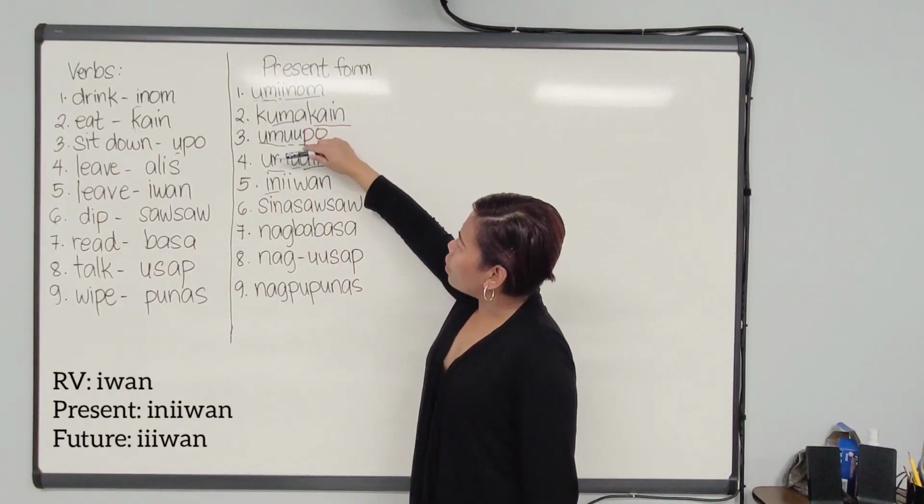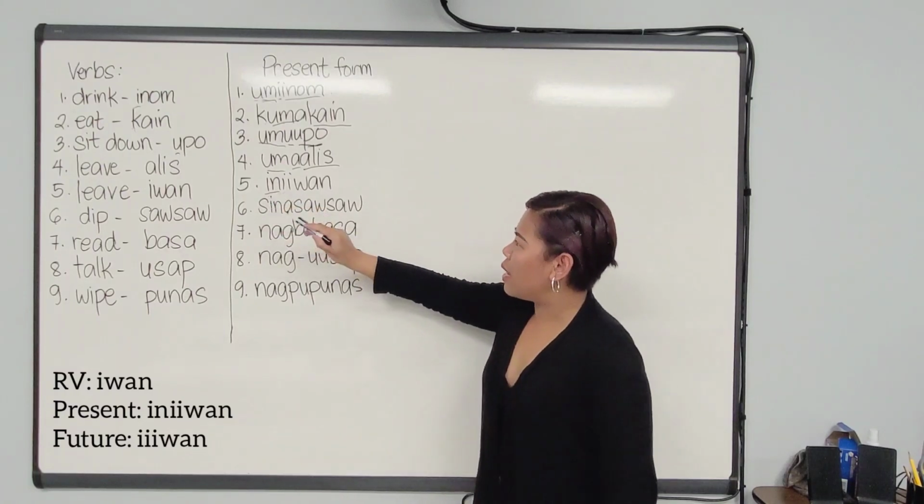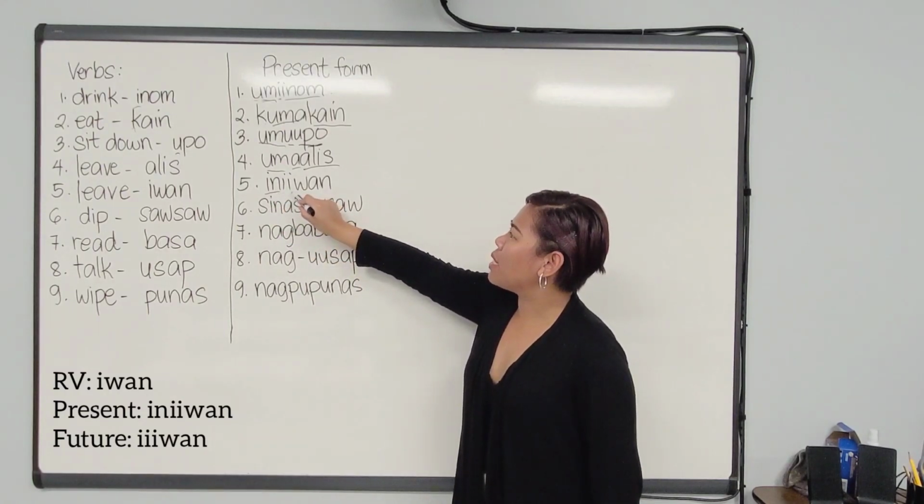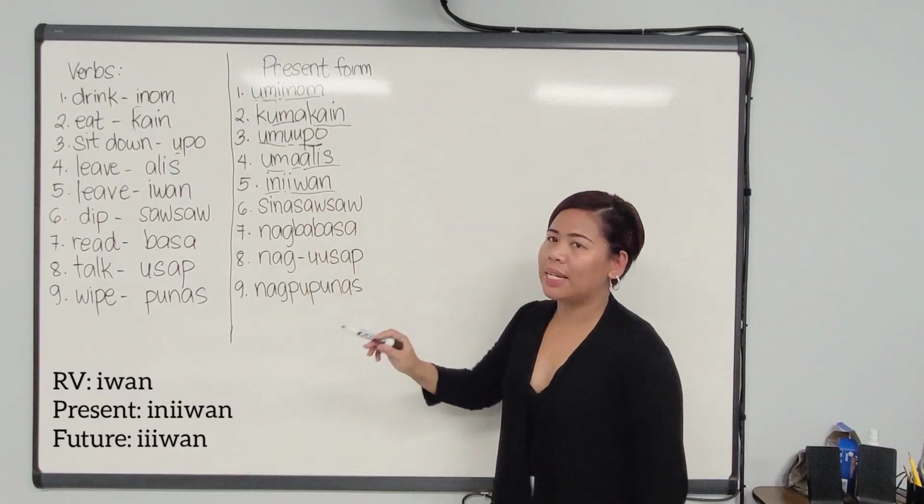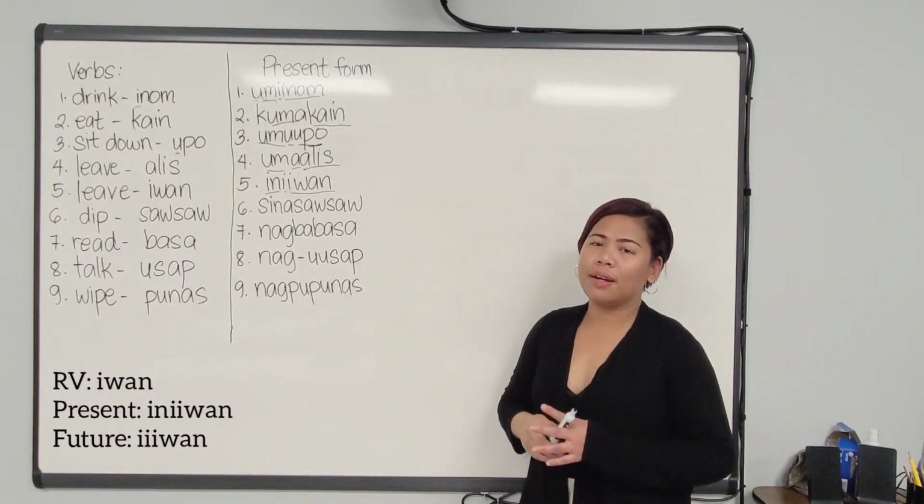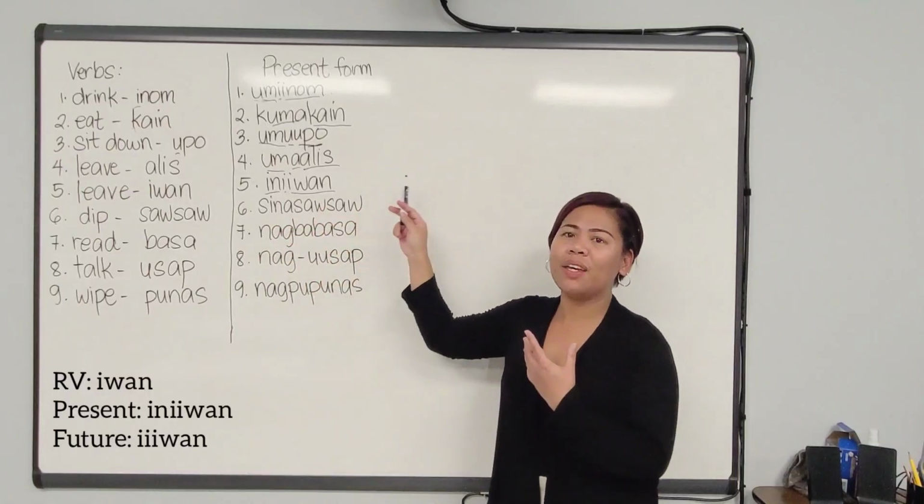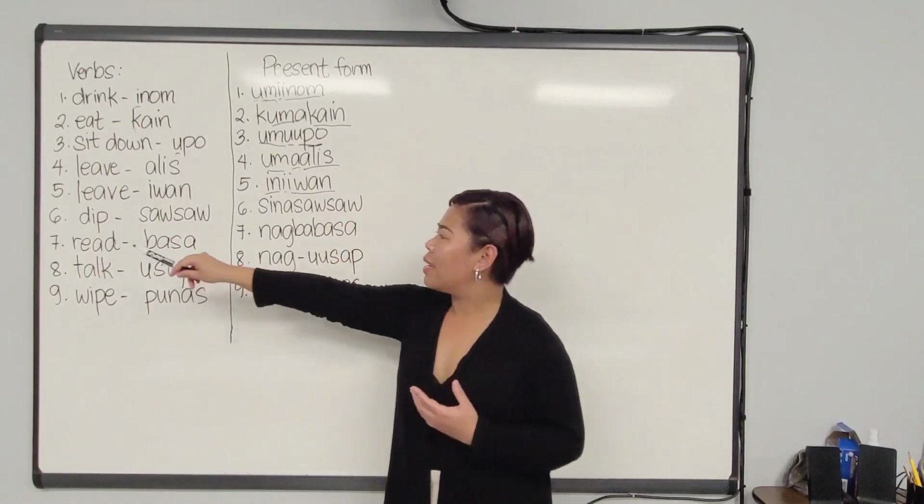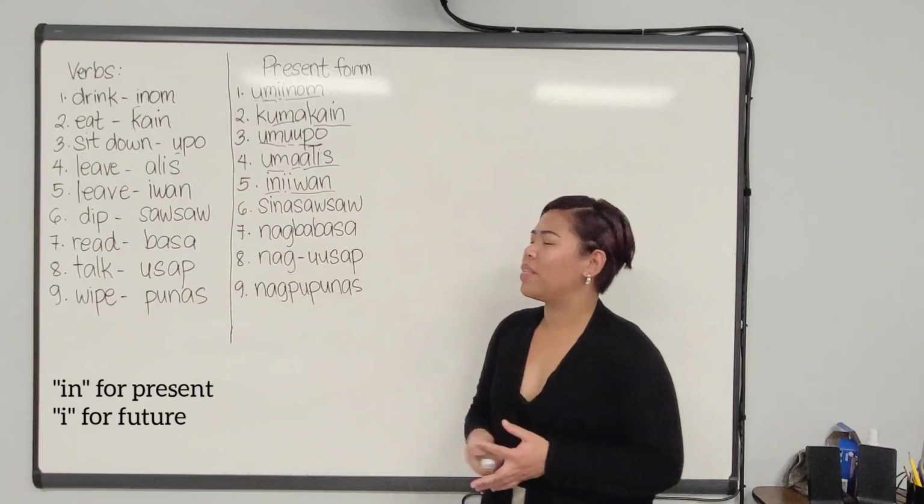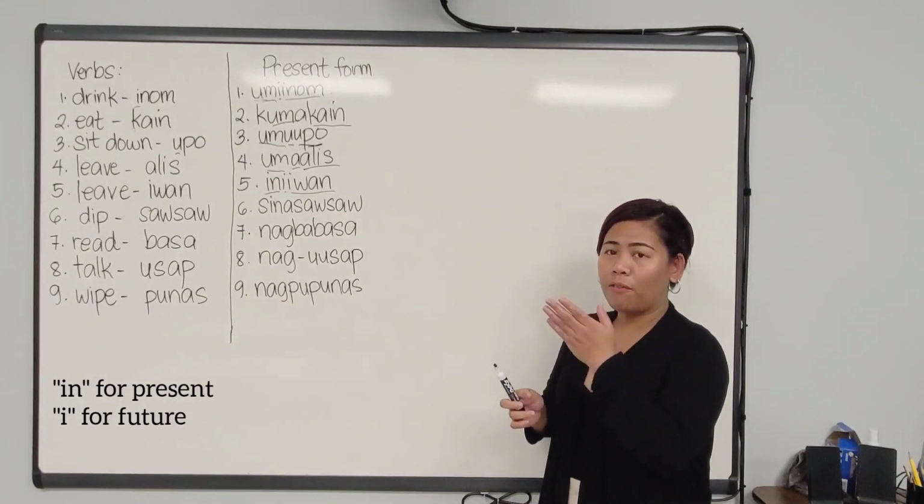Kinda the same as when you put it in the beginning. The root verb is iwan. You have an extra I here. Iiwan is the future tense of the verb iwan. So iniiwan is the present form. Dip is sausaw. This is an in verb as well.